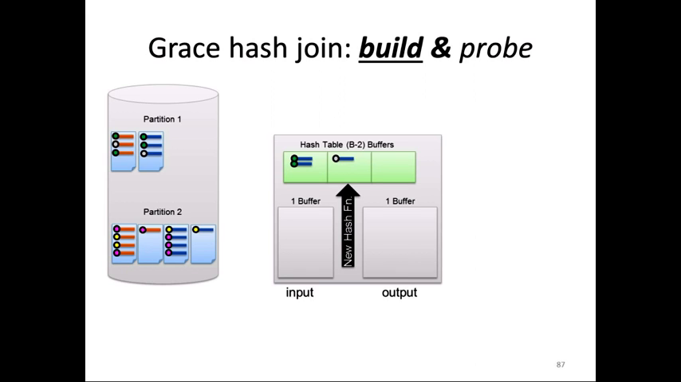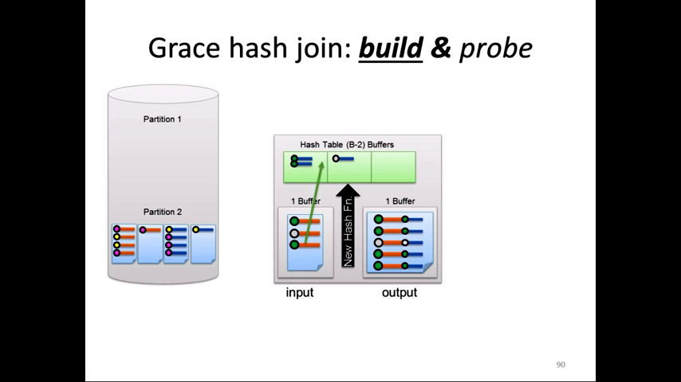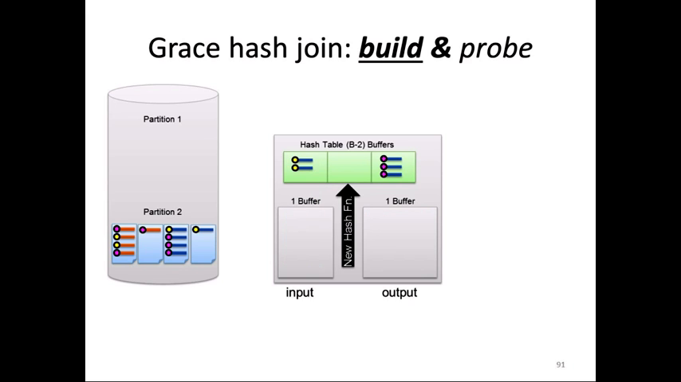For instance, for green, we have found not one, but two joining records in R. And so we have two join results. For this one, we have one, and for this one, once again, we have two. We have one page of output that can be saved to disk, let's say. And we are done actually with partition 1 from R and S. And now we move to partition 2.